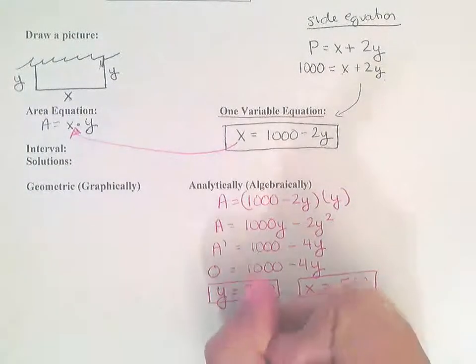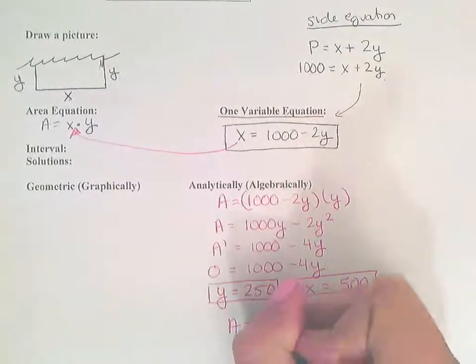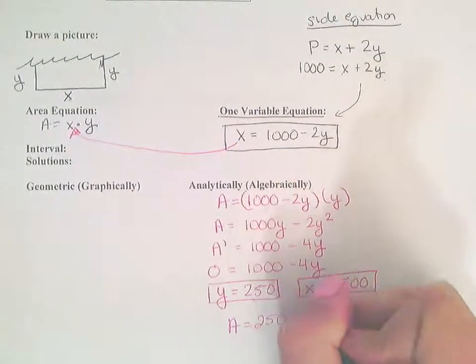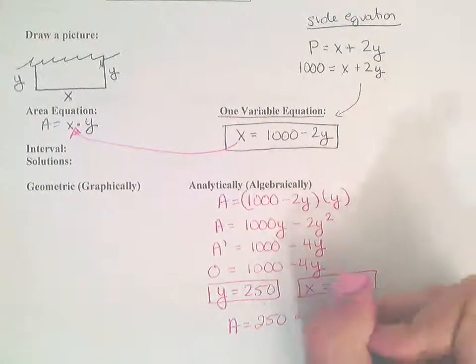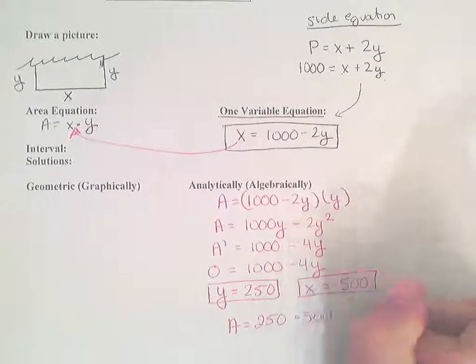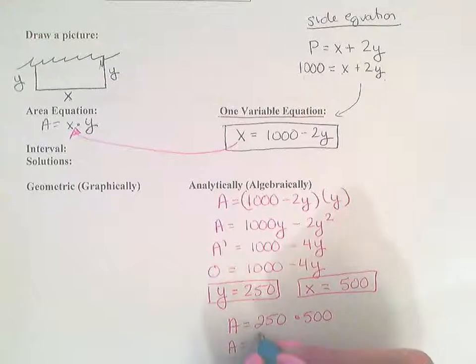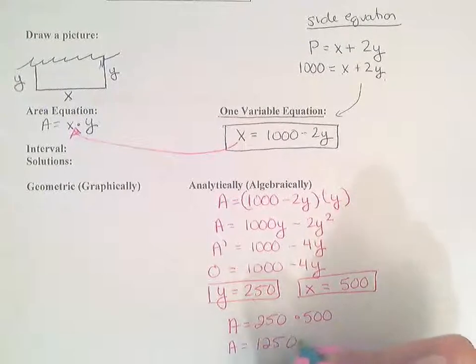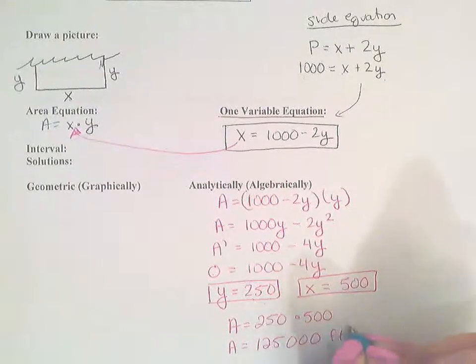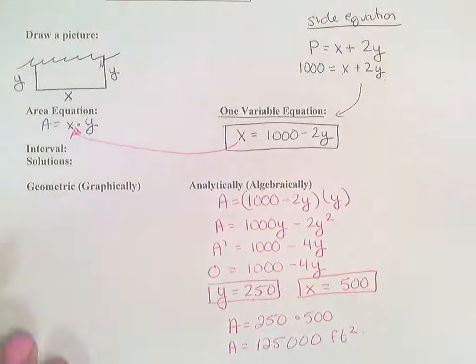So what is our maximum area? It's going to be 250 times 500, and what does that equal? 125,000, and that's in feet squared.